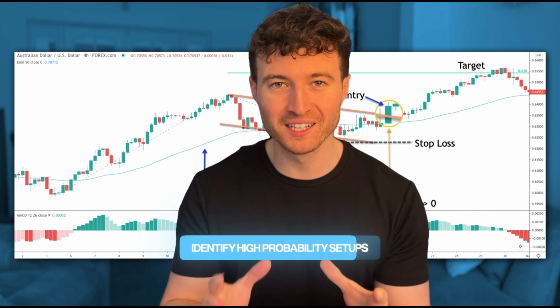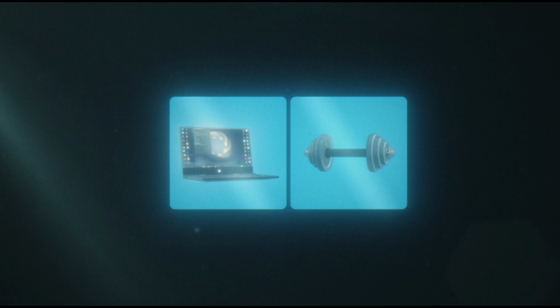Identify high probability setups in 15 minutes or less. Place your trade, whether it's a buy or a sell, put your stop loss and take profit, and you can literally set and forget. You can go to work, you can go to the gym, you can do whatever you want. All you need to do is occasionally check up on the trade to see if it has hit your take profit. And then just 2 hours later, your profits have been made.